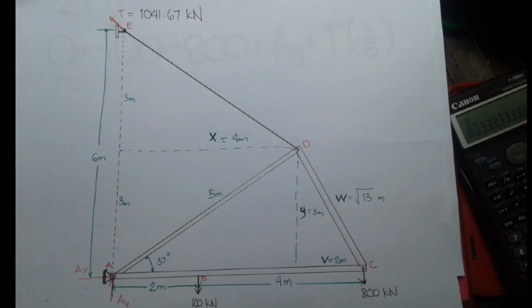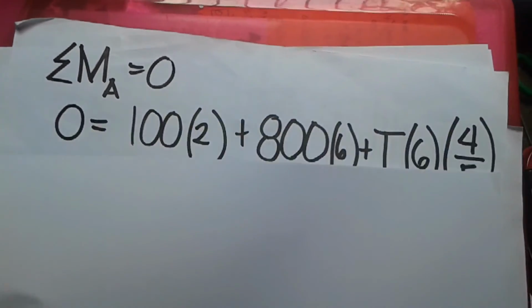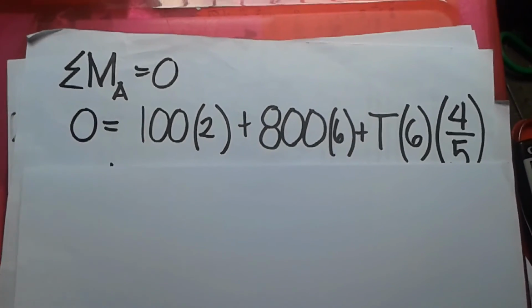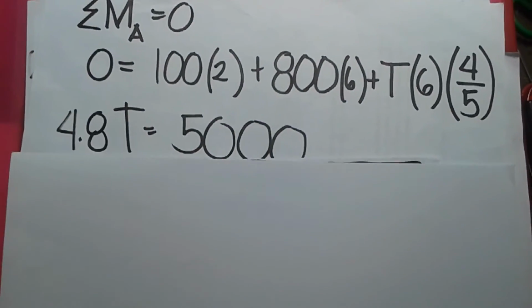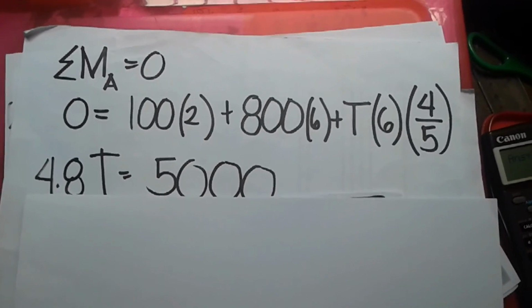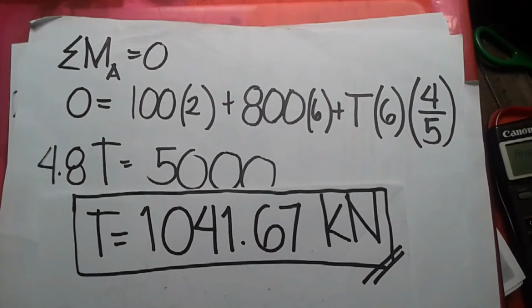From the whole figure, we can use the summation of moment at point A to determine the value of T. Since the summation of moment A is equal to 0, so 0 is equal to 100 times the distance 2 plus 800 times the distance 6 plus T times 6 times 4 over 5. We will get T is equal to 1041.67 kilonewton.